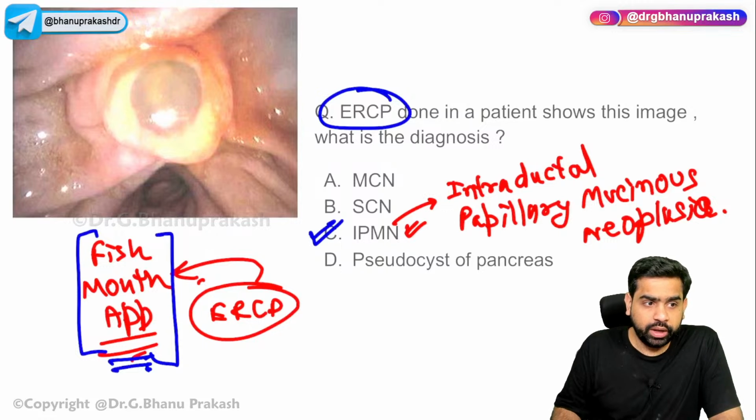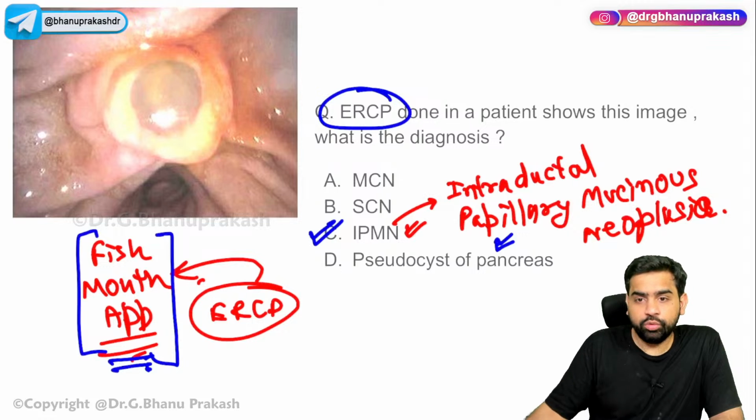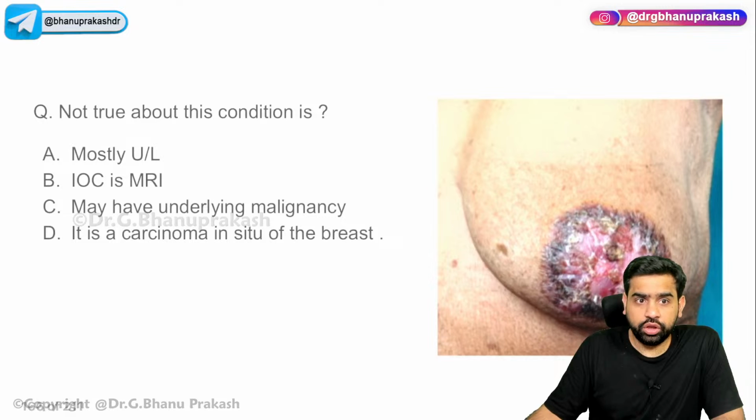Okay, I hope you are able to understand this particular point. On the ERCP, you find a fish mouth appearance, and this is an intraductal papillary mucinous neoplasia. Very, very important. Now let's move on to the next question.